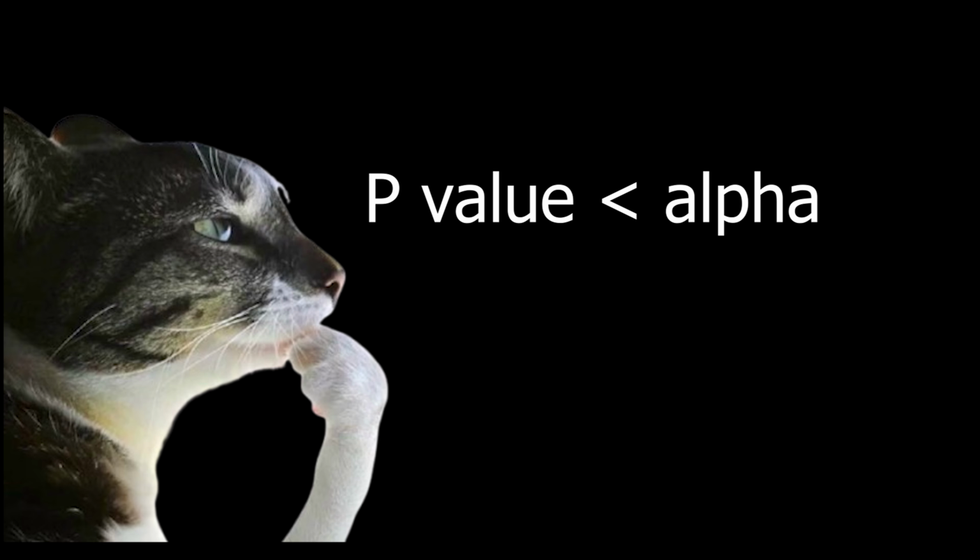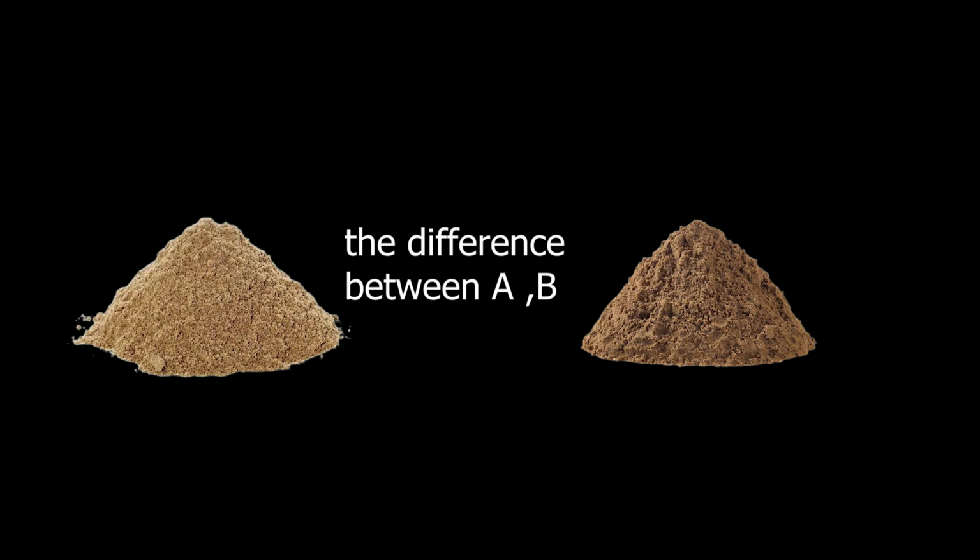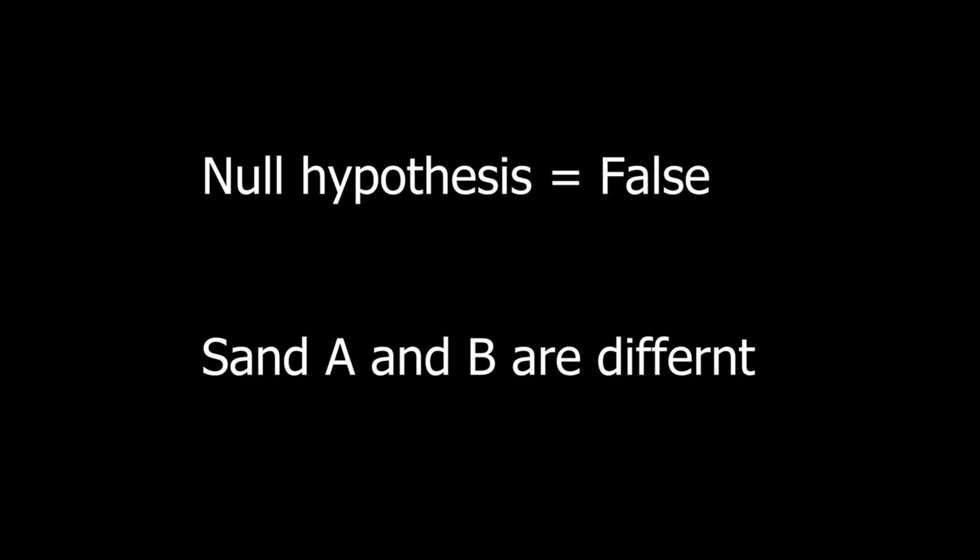But let's say the p-value is less than alpha. For example, we find the p-value to be equal to 0.04. It means that a gap this big, or this difference, can only happen 4% of the time, which is way less than our alpha. So that must mean it's too rare to happen by random luck. So we reject our null hypothesis.